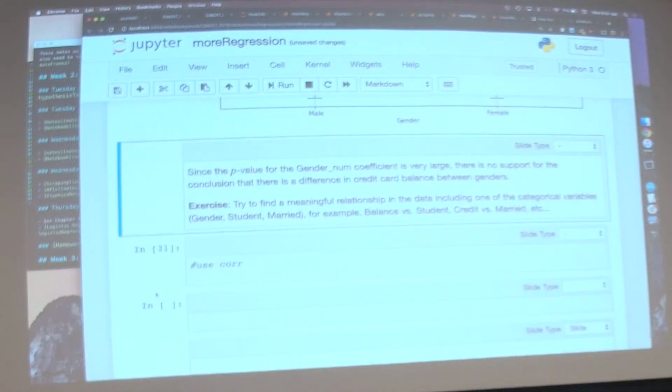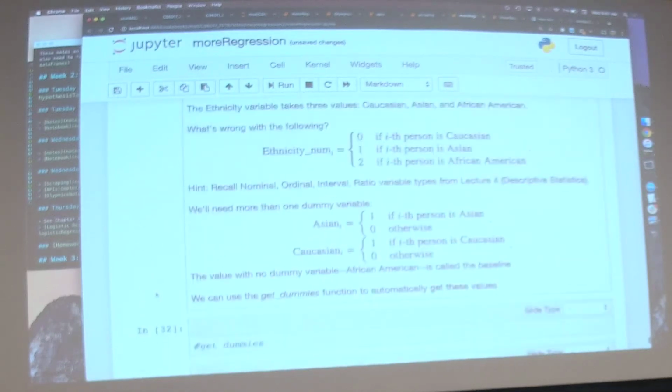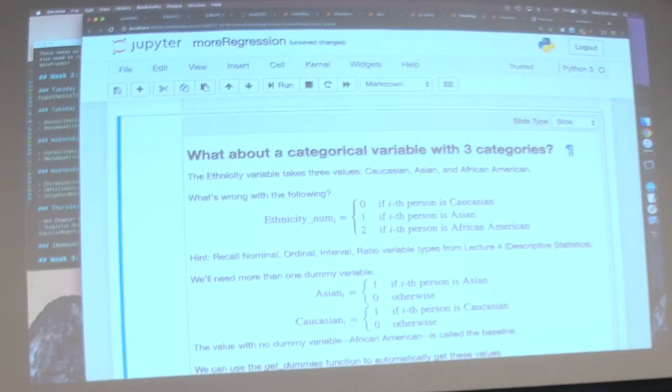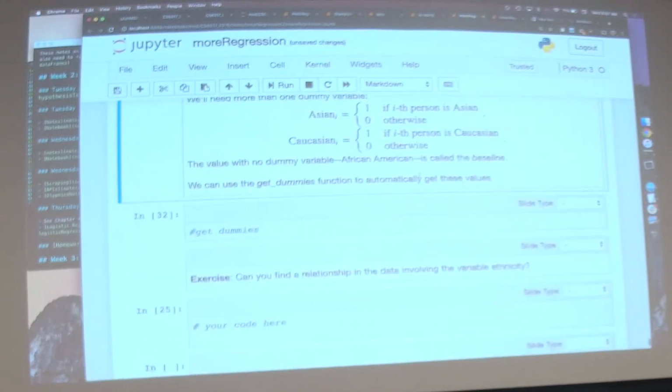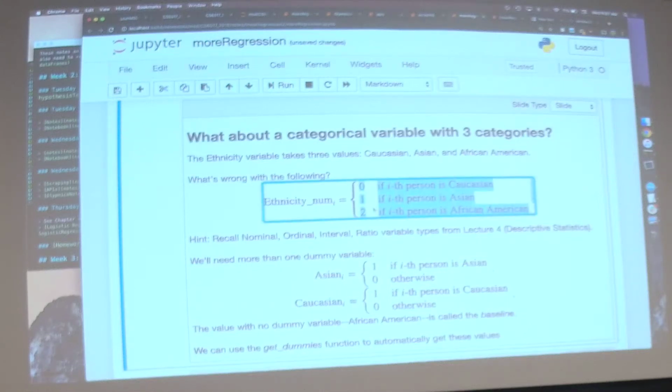So the last thing we'll talk about just briefly is multiple categorical variables with multiple categories. We could assign a number to each of these categories, but that's probably not very good for our regression. If I tried to use this ethnicity number in a regression analysis, what's wrong with that? It's basically ranking my categories. In this case, I'm deciding the relative value of the races of my subjects. Probably not a good idea.